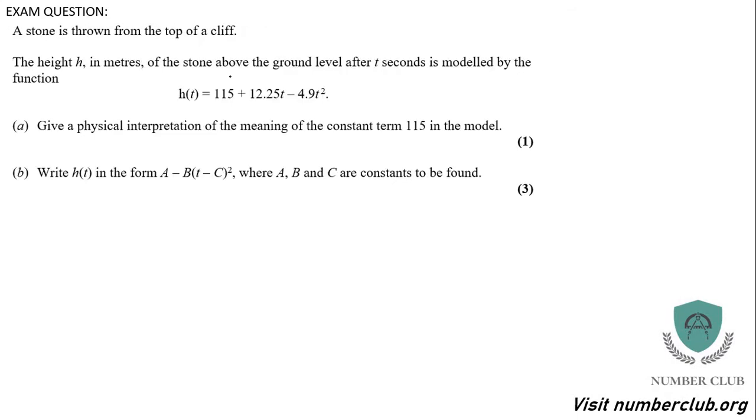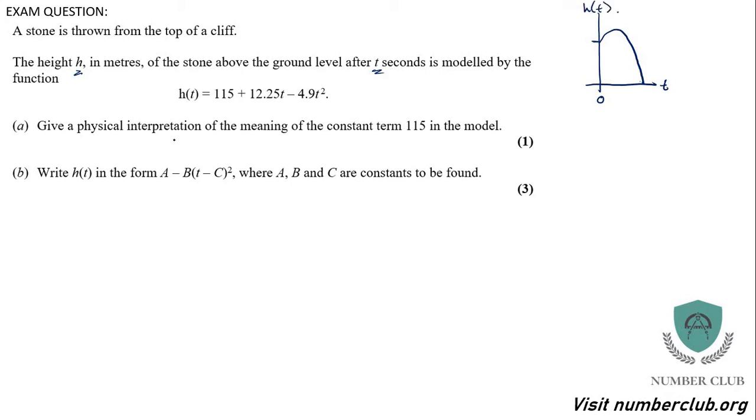A stone is thrown from the top of a cliff. The height h in metres of the stone above ground level after t seconds, so this will be some function relating height and time, is modelled by height in terms of time. So what we'll have is somebody stood up here throwing the stone until it hits the ground. Now this height is going to be important. That happens when time equals 0. This is time and this is height relative to time.